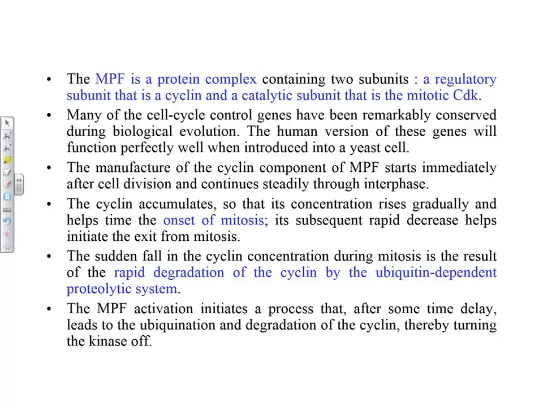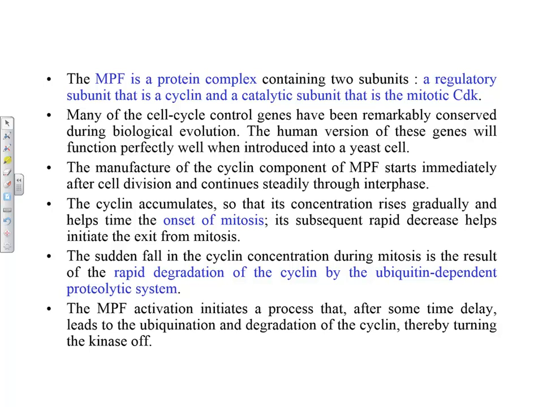Now, the manufacture of the cyclin component of this M-phase promoting factor starts immediately after cell division and it continues steadily through interphase. Right? The cyclin is going to accumulate, so that its concentration rises gradually and it helps time the onset of mitosis. Possibly after it crosses some threshold, that's when mitosis takes place. Its subsequent rapid decrease helps initiate the exit from mitosis.